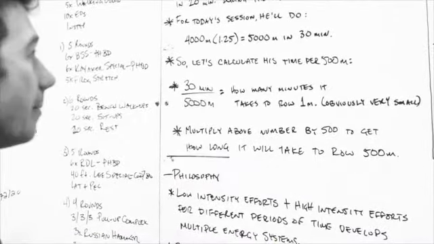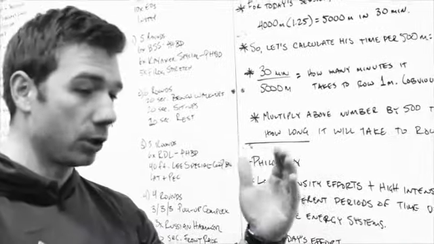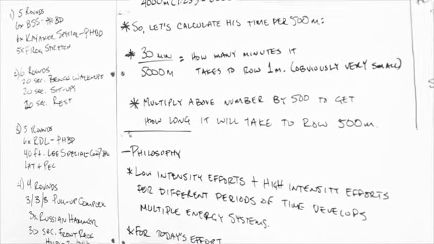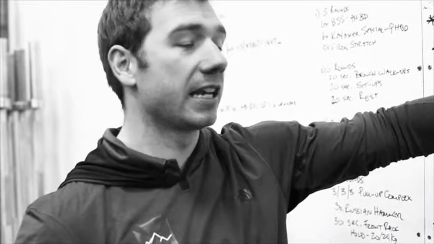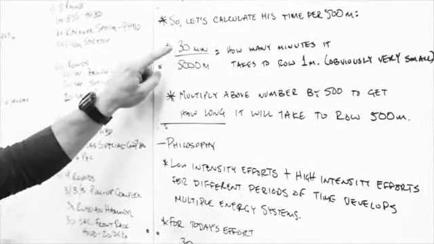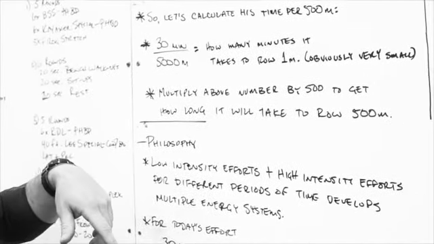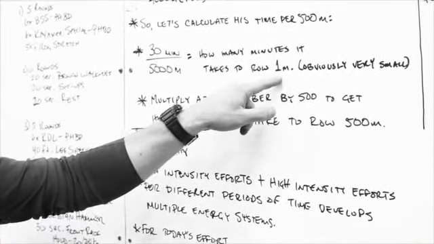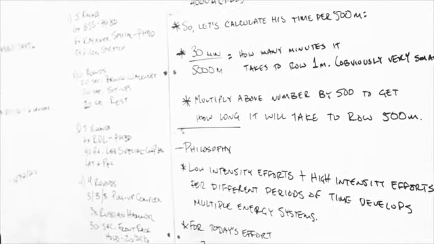in the total time, but on most rowers it measures your time per 500 meters. And we're used to calculating meters per time, or distance over time. Now we're calculating time per distance. So if we take 30 minutes, the total time, divided by 5,000 meters, then we're going to figure out how many minutes it takes to row a single meter. Obviously this is a very small number.